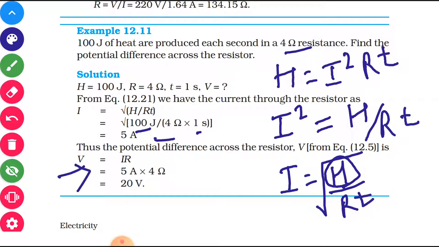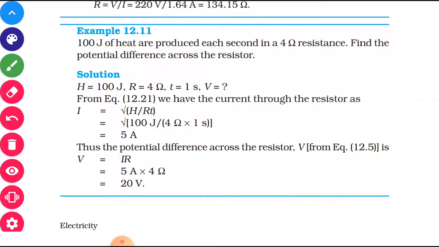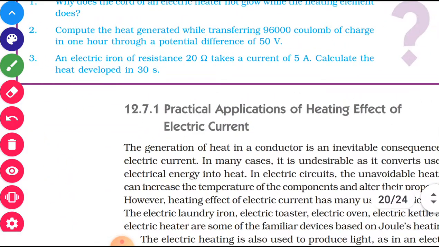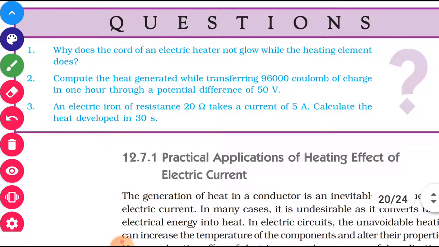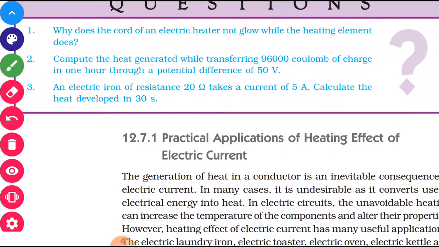So 5 ampere into 4 ohm resistance, so this becomes 20 volt as our voltage. Now there are certain questions. Why does the cord of an electric heater not glow while the heating element does? Because heat is utilized there, and totally it is converted in the form of heat, so it does not glow.